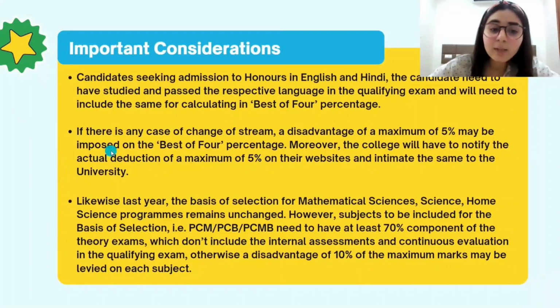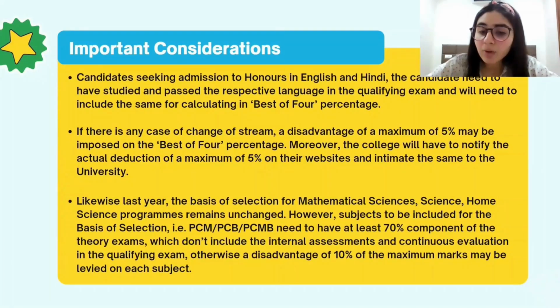And last point, likewise last year, the basis of selection for mathematical sciences, science, home science programs remains unchanged. However, subjects to be included for basis of selection, which is PCM, PCB or PCMB, need to have at least 70% component of the theory, which does not include the internal assessment and continuous evaluation in the qualifying exams. Otherwise, a disadvantage of 10% of the maximum marks may be levied on each subject.